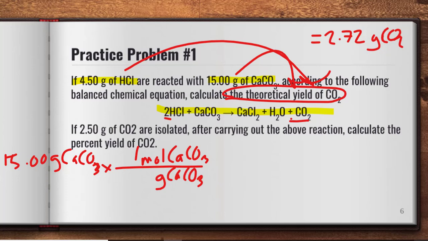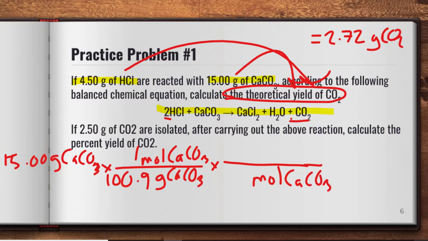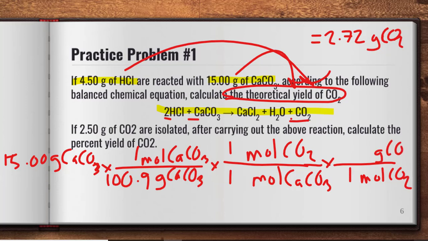Again, find that molar mass by using the periodic table. Whatever unit's on top of the previous step goes in the bottom of the next. You're probably sick of me saying this all the time. And what do we want to get to? We want to go to CO2. Again, use the coefficients of the balanced chemical equation, so it's going to be 1 and 1. And again, anytime we go moles to grams, we find that information on the periodic table.